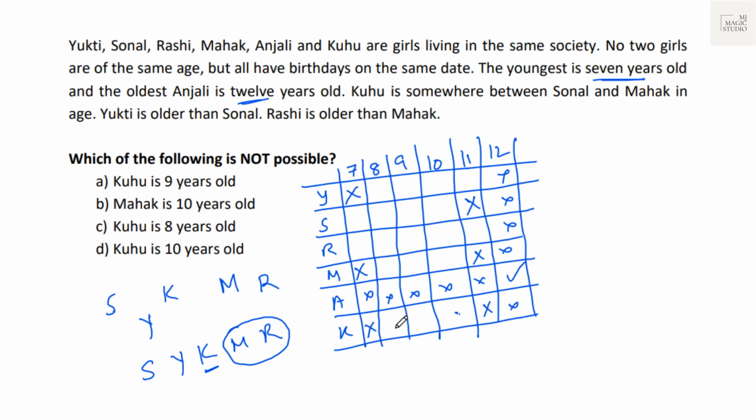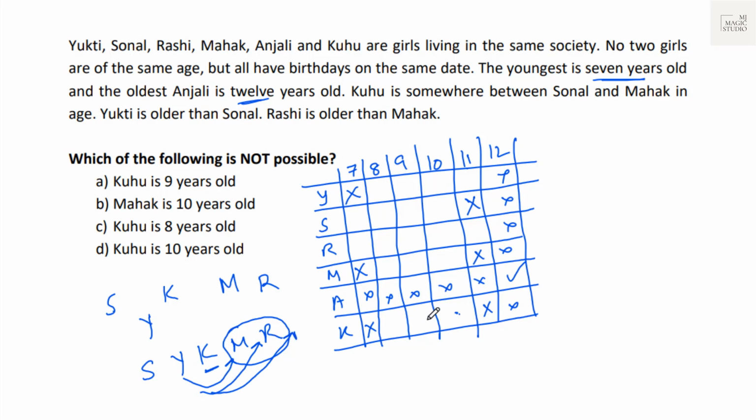Can Kuhu be 8 years old? Yes, Kuhu can be 8 years old. Because after that, 9, 10, 11 are available for M and R, and Y can also go there. Because it is given that Yukti is older than Sonal, so Yukti can also come after Kuhu. It can also come at this point. It can also come at this point.